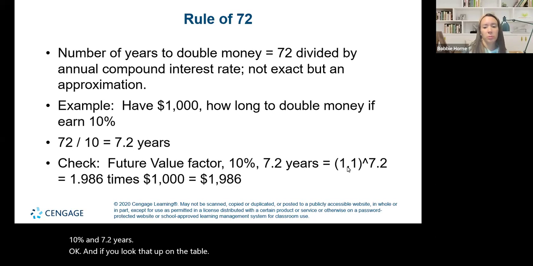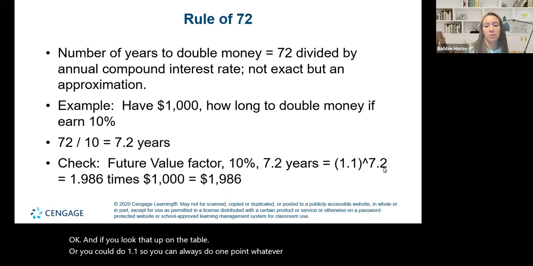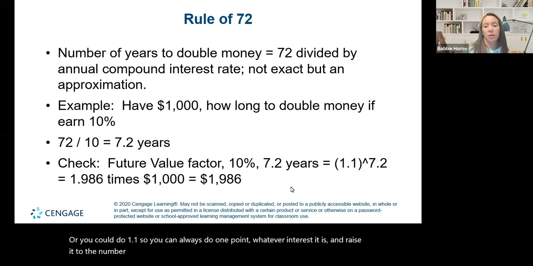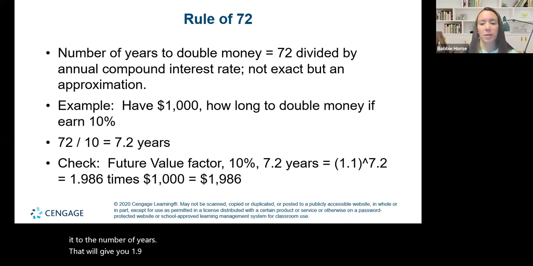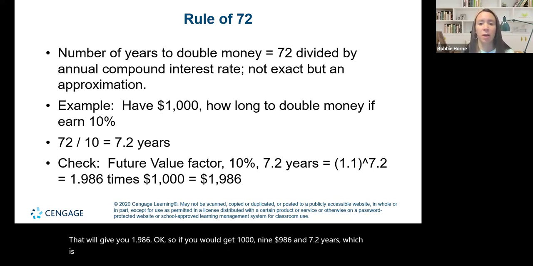or you could do 1.1. So you can always do 1 point, whatever interest it is, and raise it to the number of years. That will give you 1.986. Okay. So, if you would get $1,986 in 7.2 years, which is almost double. So it's not exact. It's just an approximate amount of time it would take to double your money.